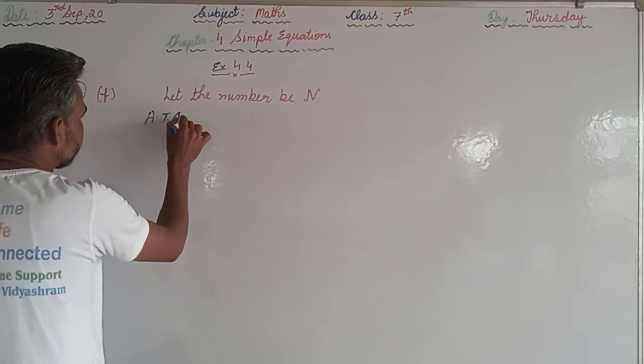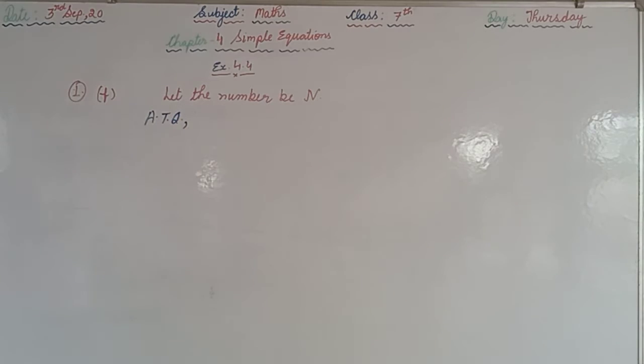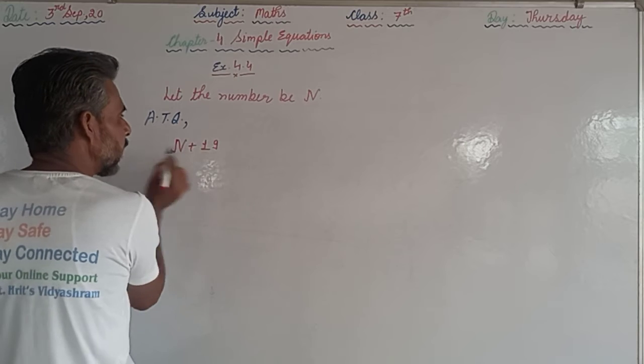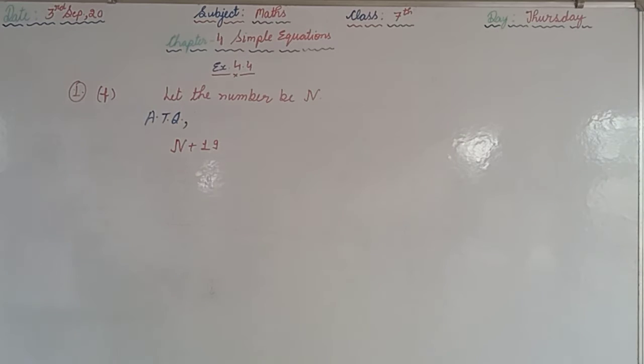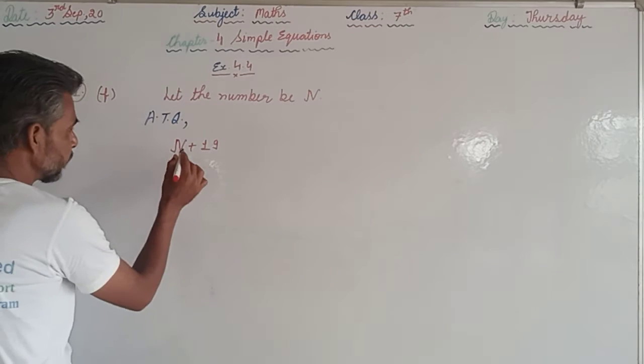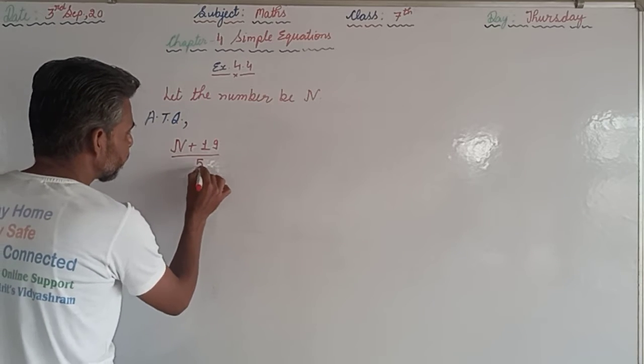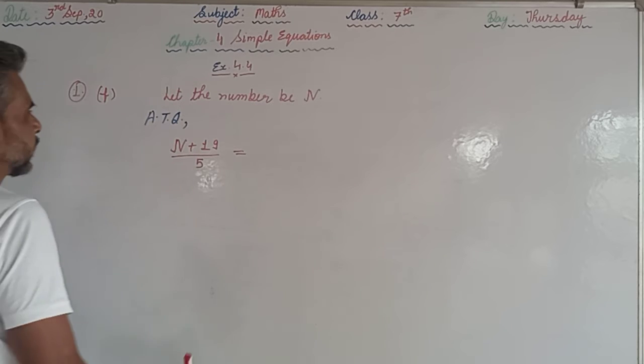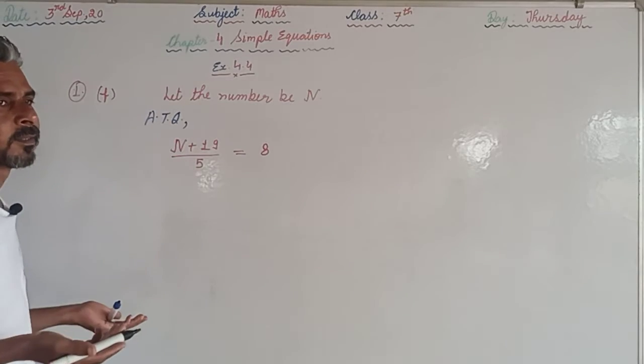Then according to the question, Ibnal thinks of a number, if she adds 19 to it, means first of all we are supposed to add 19 to the number, and the number we suppose that is n plus 19. If she adds 19 to it and divides the sum by 5, means divide the sum, what is the sum? n plus 19 divided by 5, then she gets 8. So this is the simple equation formed now.